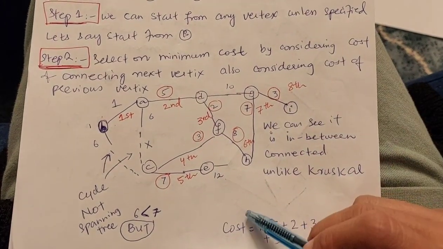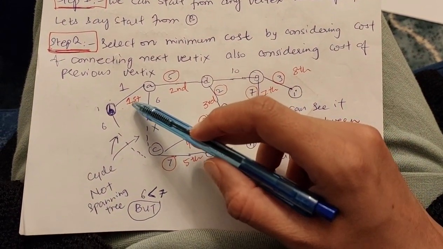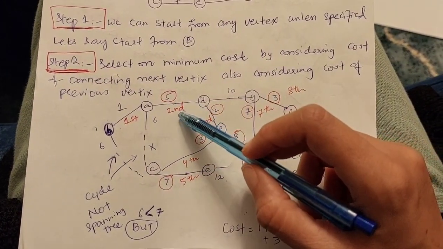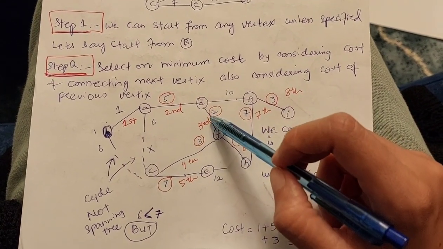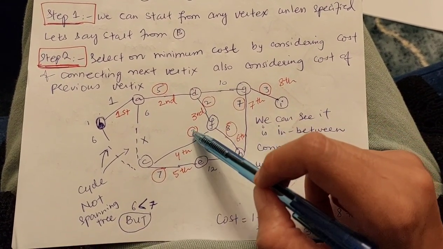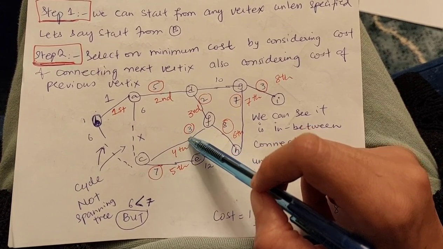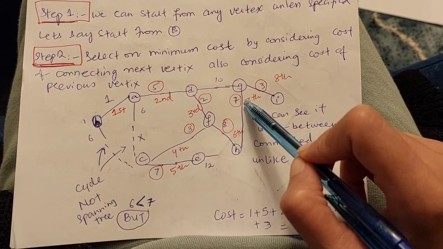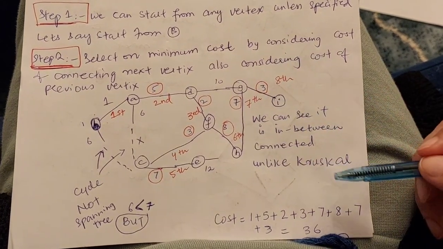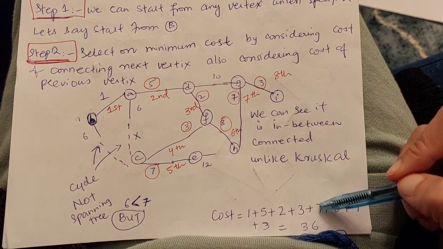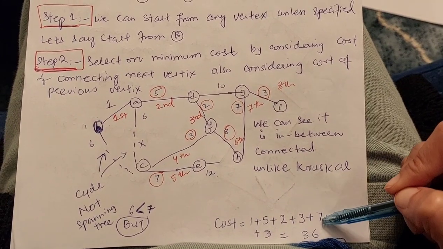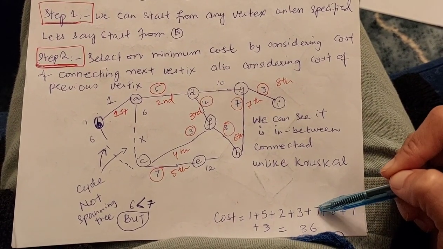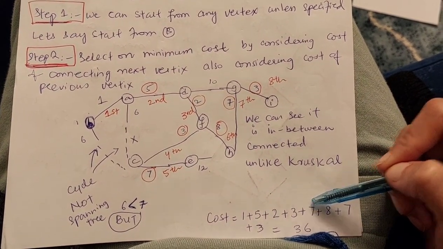All right, so the cost is, we will add these costs: 1, 5, 2, 3, 7, 8, 7 and 3. The sum of all these costs becomes 36. So this is my cost of the minimum spanning tree with Prim's algorithm.